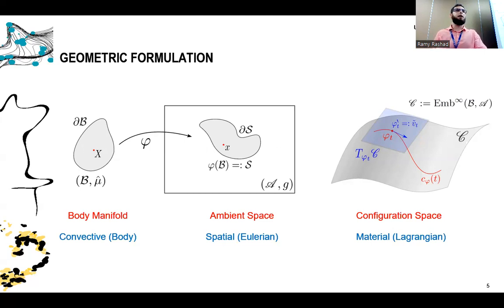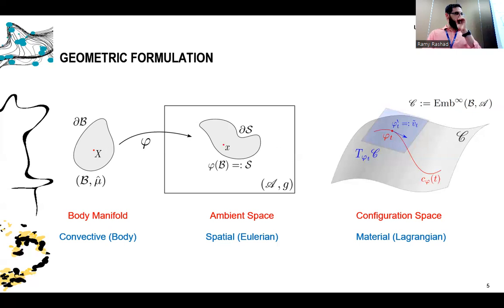We can represent nonlinear elasticity using tensor fields either on the body manifold, which is called the body or convective representation, or tensor fields on the ambient space, which is called the spatial or Eulerian formulation. But also, especially in solid mechanics, the Lagrangian or material representation, which goes to the configuration space, here an infinite dimensional manifold that corresponds to the space of embeddings of the body manifold in the ambient space. The corresponding tensor fields that appear in the material representation are always two-point tensor fields.